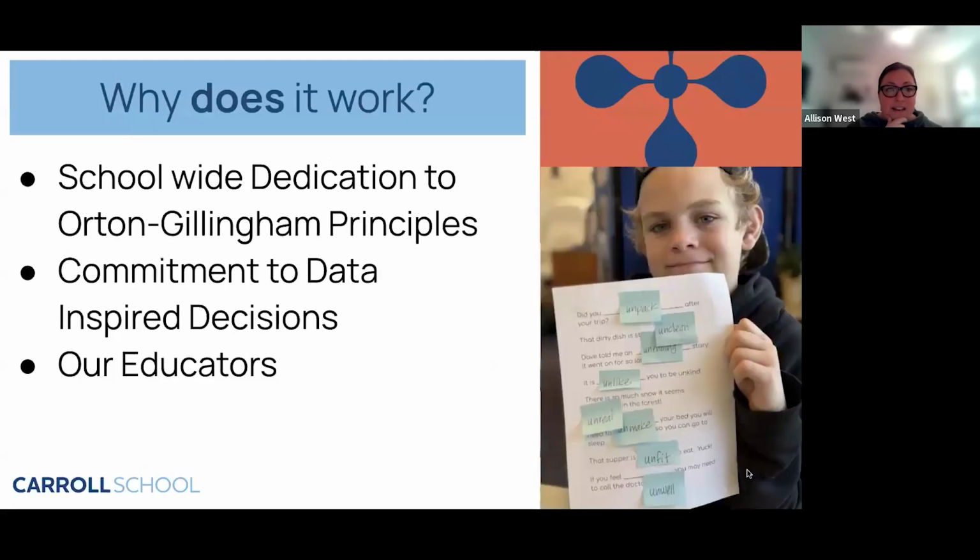Now, moving to the next slide, how does it work or why does it work? Not even so much how, but why. And I just want to name here that first and foremost, we have a school-wide dedication to ensuring that Orton Gillingham principles truly are everywhere. They guide us in just about everything. And so while most kids are getting direct explicit instruction in Orton Gillingham reading within their focus area class, it is being taught and reinforced everywhere. So they're getting it in that 50-minute block, but it's also really everywhere they go.